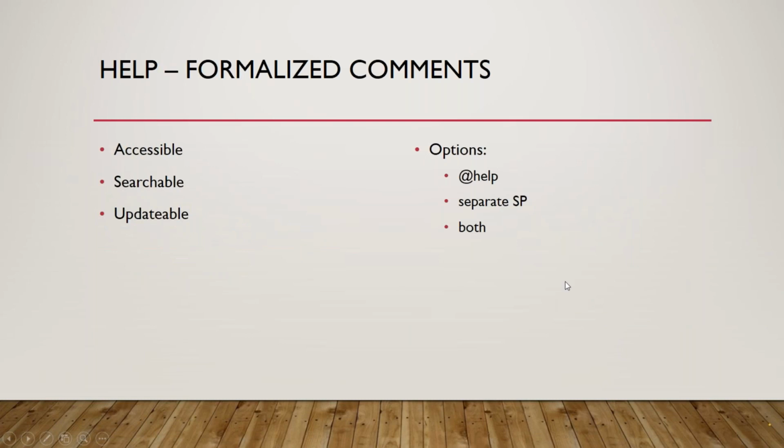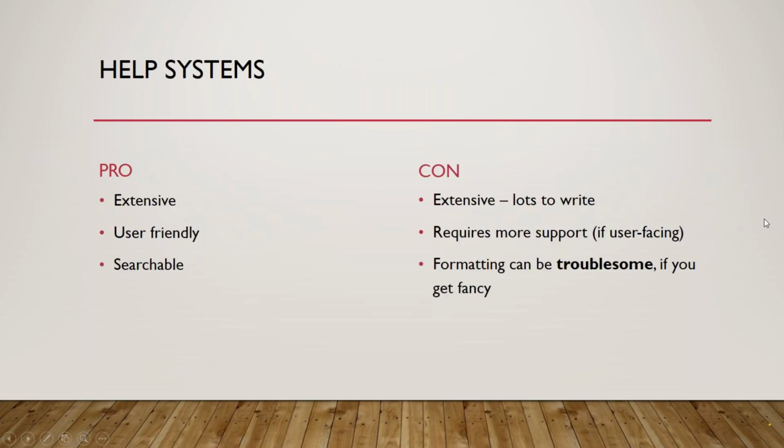So a help system of any kind should be accessible to whoever's going to use it. It shouldn't be difficult. That seems wildly obvious, but we're going to run into an example where it's not. And I should write that down because it's not normally a part of this. Accessible. There we go. It should be searchable instead of just having to scroll through, and it definitely should be updatable. So we've got a couple different options here.